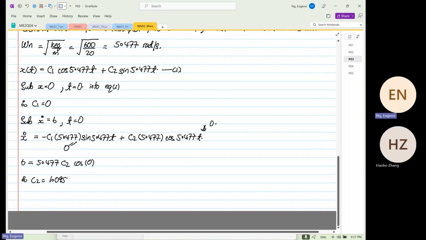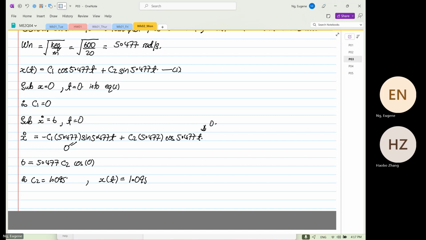So finally, x as a function of time will be equal to 1.095 sine 5.477 t, and the units will be in meters.